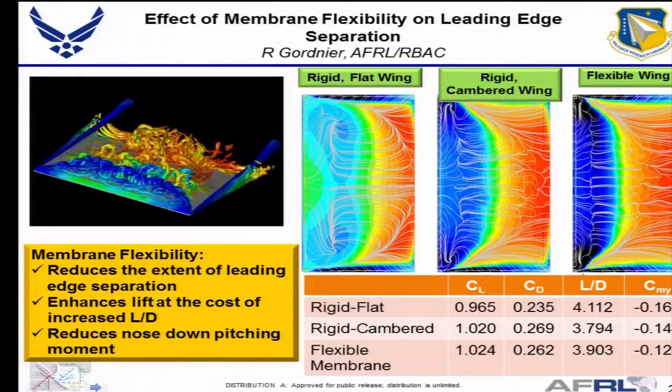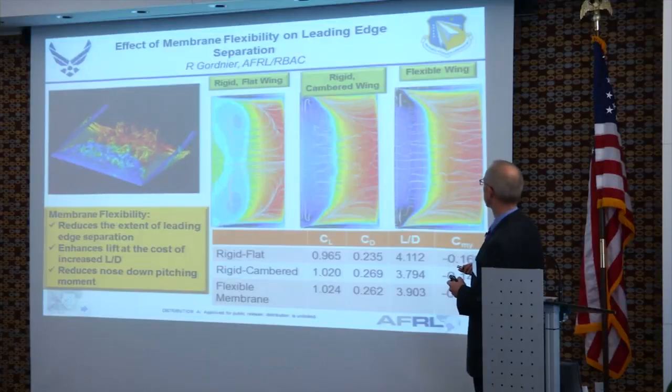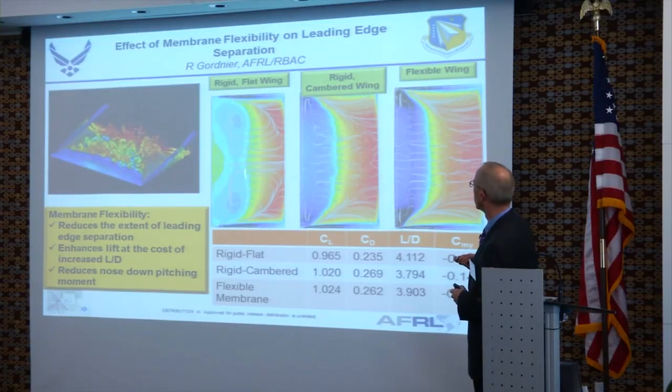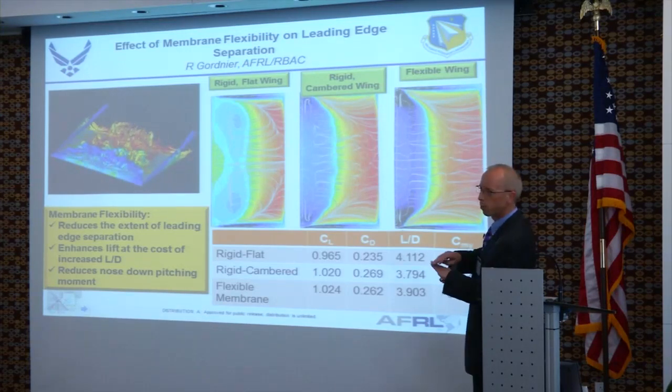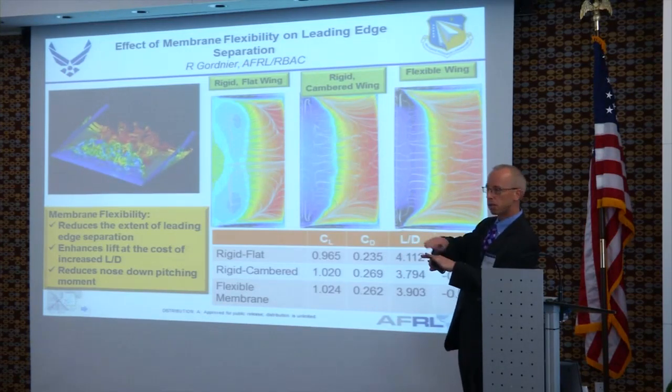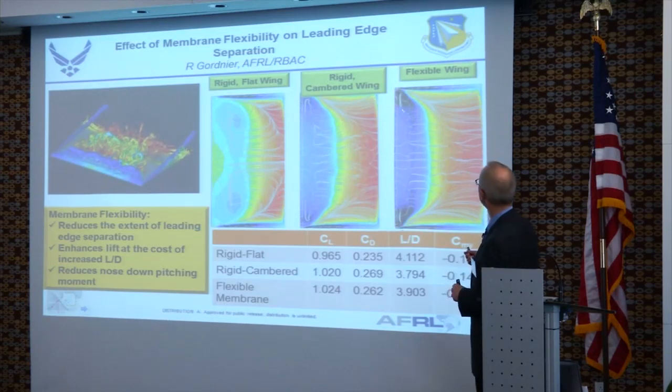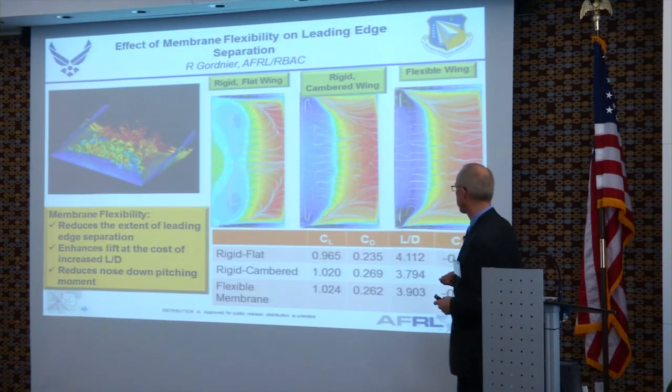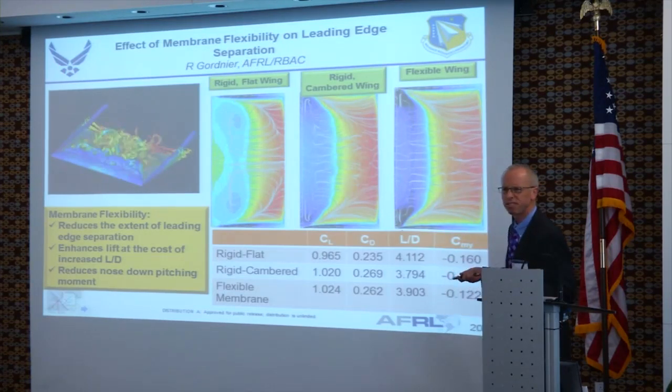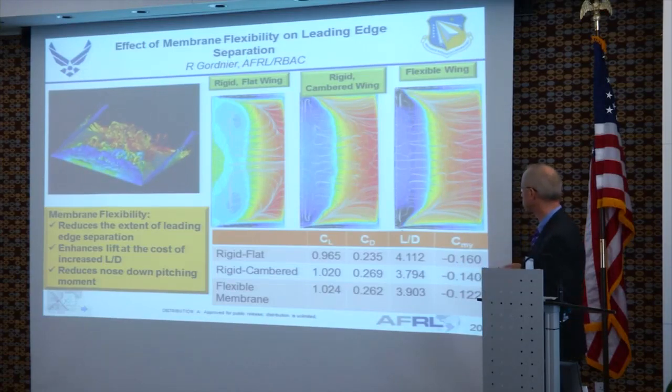So here we have a rigid flat wing. Here's what the flow field looks like. We're looking at surface pressure as well as some surface streamlines. If we have a rigid cambered wing, that just means it's curved from front to back. And then if we have a fully flexible wing, we're getting changes in the surface pressure as well as the flow field. The punchline here is what's happening to the important things like lift and drag and aerodynamic efficiency and pitching moment.